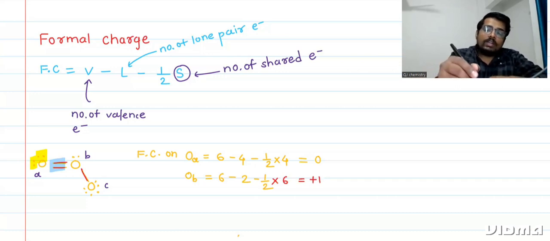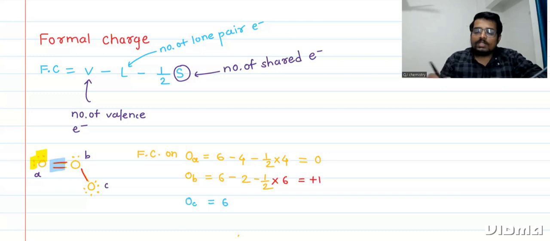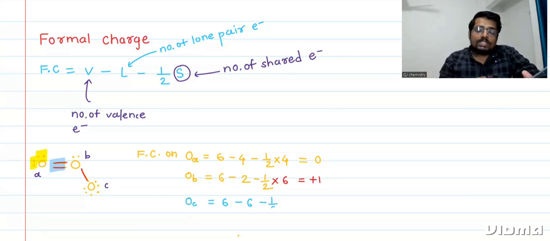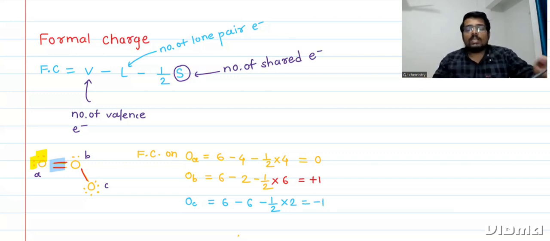Similarly, find the formal charge on oxygen C. The formal charge on oxygen C is the number of valence electrons, 6, minus the number of lone pair electrons. A total of 3 lone pairs are there on oxygen C, so the number of lone pair electrons is 6, minus half of the shared electrons. Only one bond is there on oxygen C, and one bond means 2 electrons. What is the formal charge? Minus 1. So the formal charge on oxygen A is 0, on oxygen B is plus 1, and on oxygen C is minus 1.